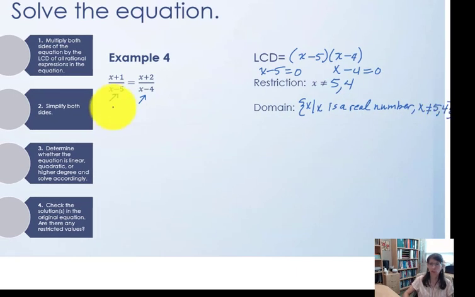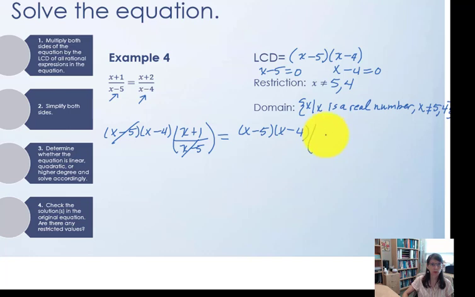So the domain is the set of x such that x is a real number, but x cannot equal 5 or 4. To solve the equation, I'm going to take the lowest common denominator and multiply each term in the equation. Can you already see what's going to happen here? I'm going to have that quantity of x minus 5 reducing. On the right side of the equation, starting with my LCD and multiplying by quantity x plus 2 divided by quantity x minus 4, I can see that that quantity x minus 4 is reducing here.